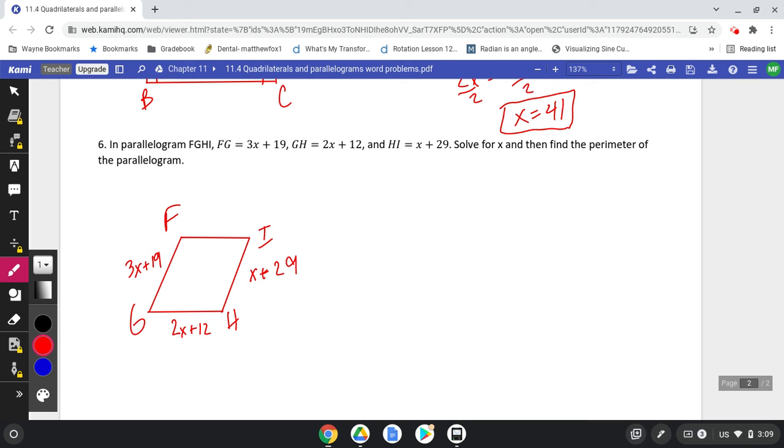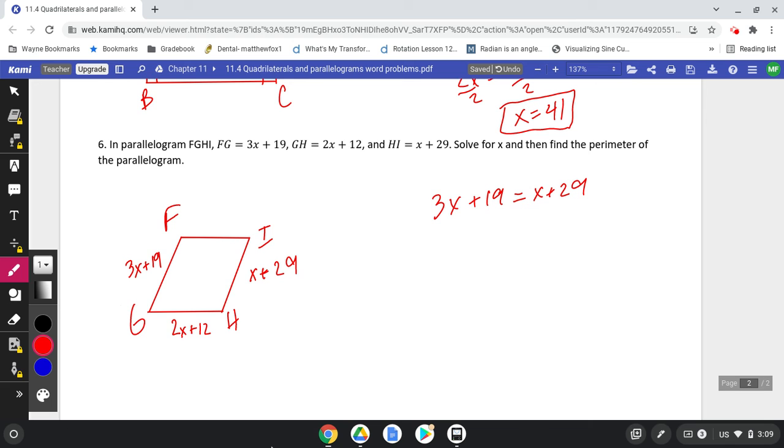We don't know anything about FI or IF, but one thing I do know, since it's a parallelogram, is that if we are able to figure out what GH is, we will know what FI is. Those opposite sides have to be the same. Another word for that is congruent or equal. So that 3x plus 19 is equal to that x plus 29, because opposite sides are congruent, the same, equal. It asks us to solve for x, and then we need to find the perimeter. Just a reminder, perimeter means the length around the whole outside, so we have to find each of these sides and add them up together.